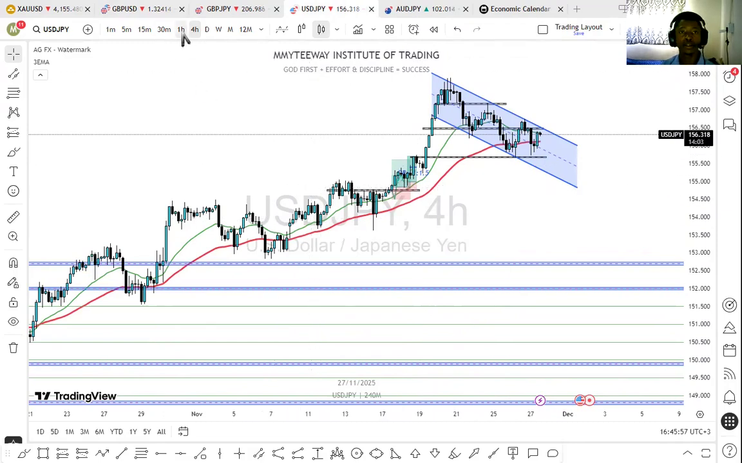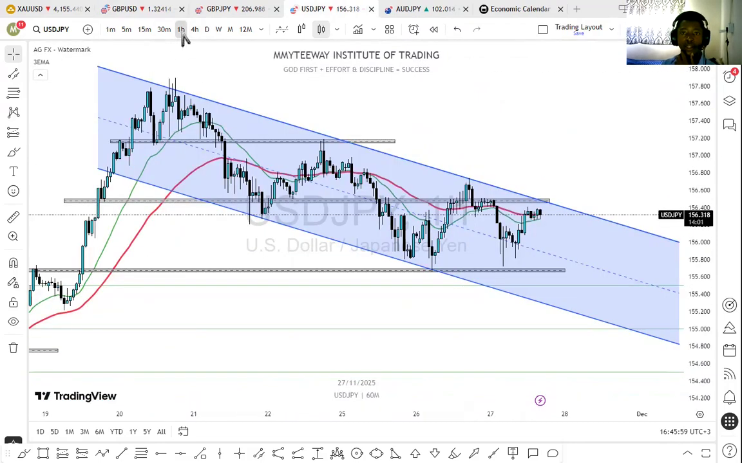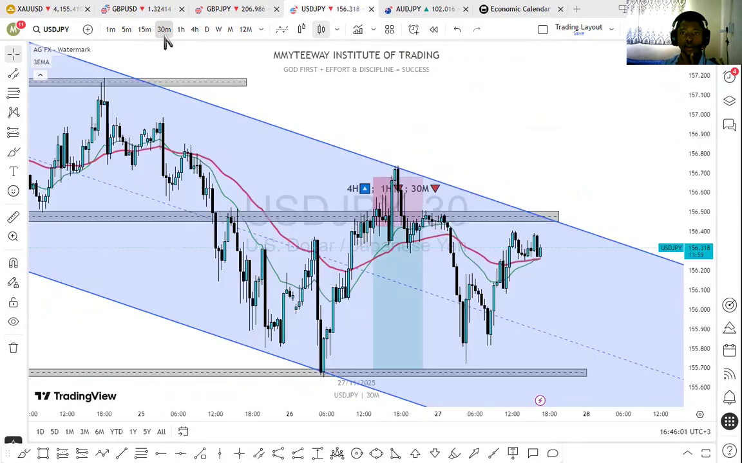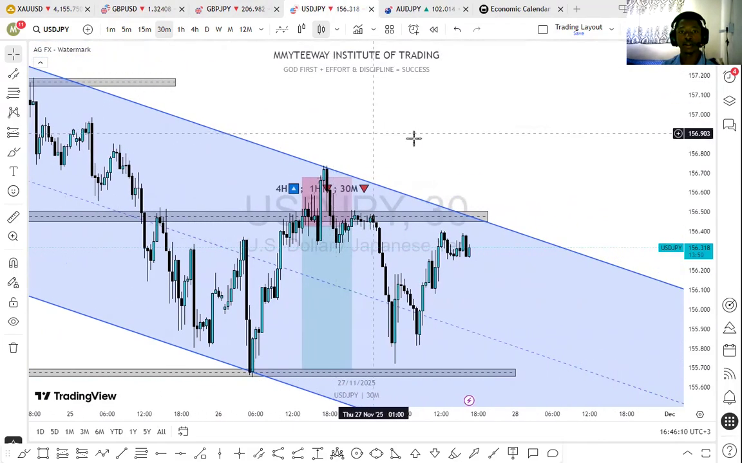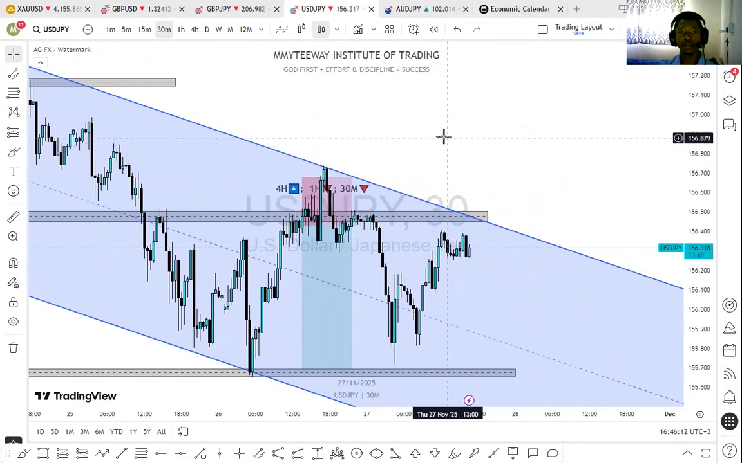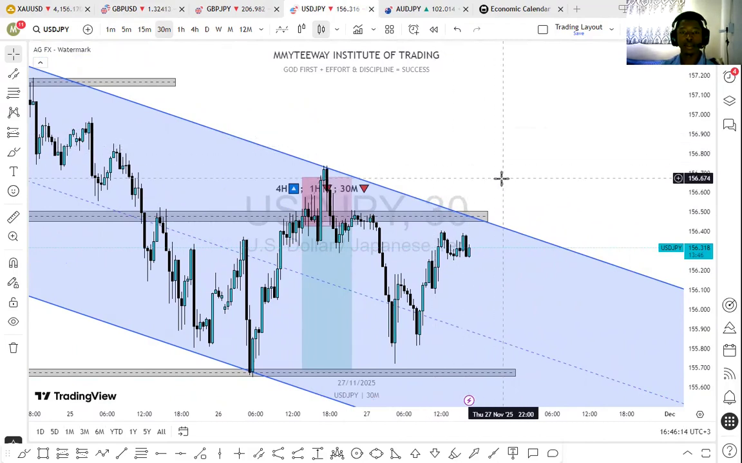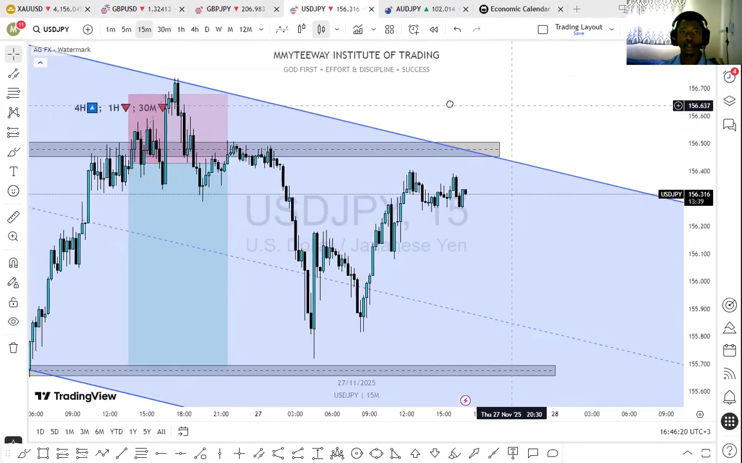4 hour is upward, 1 hour is downward, 30 minutes is downward. So 1 hour and 30 minutes coincide. 1 hour and 30 minutes are coinciding. This is our first trade of the session, right?